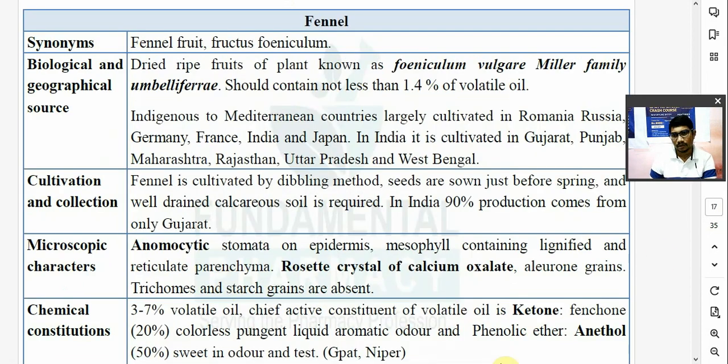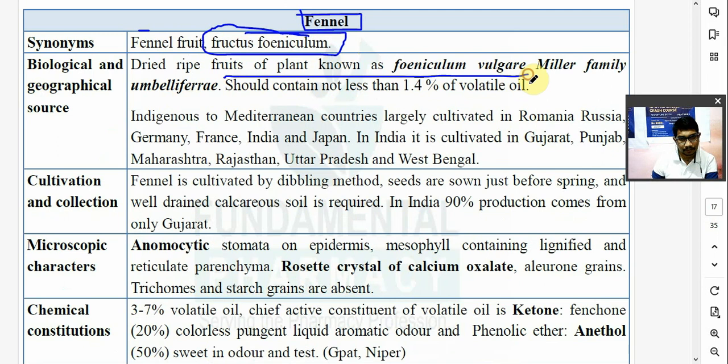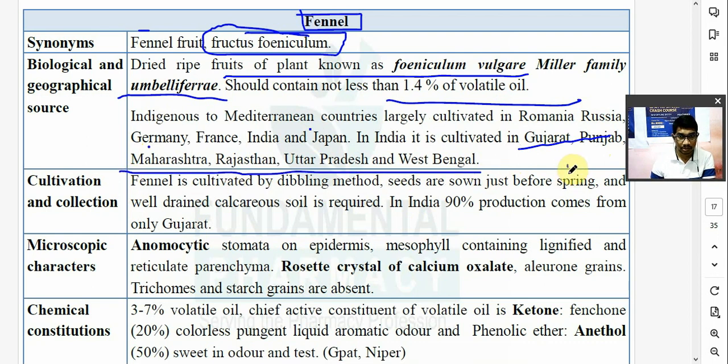Next comes the drug fennel. Fennel means badi saunf. Fennel fruit, synonym Fructus Foeniculi, a question comes on Fructus Foeniculi. Again it is the fruit, okay, dried ripe fruit of the plant known as Foeniculum vulgare, family Umbelliferae. It should contain not less than 1.4% of volatile oil. Where is it found? It is indigenous to Mediterranean countries, largely cultivated in Romania, Russia, Germany, France, India, Japan. In India, it is cultivated in Gujarat, Punjab, Maharashtra, Rajasthan, Uttar Pradesh. Mostly the question comes about Gujarat.